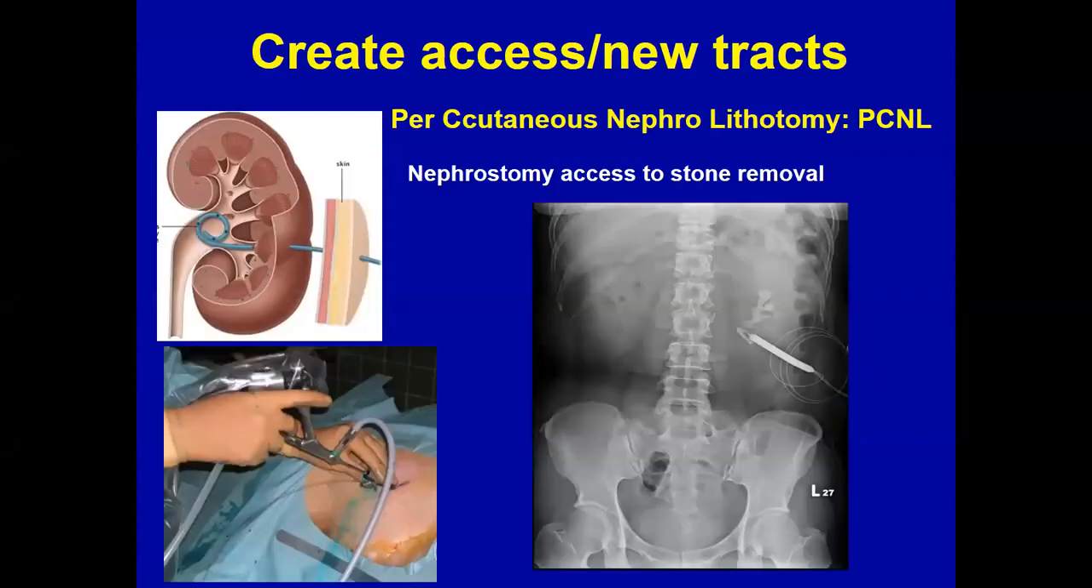Another access we can create is through the kidneys in people with stones. So this patient has stones in the renal pelvic calyceal system. So percutaneously, with ultrasound and fluoroscopy, we can put a catheter. Then the urologist can come over and use this catheter to put a tube like this one, and through the tube, a scope can be inserted and the stones can be removed.